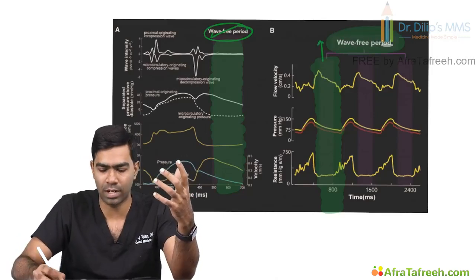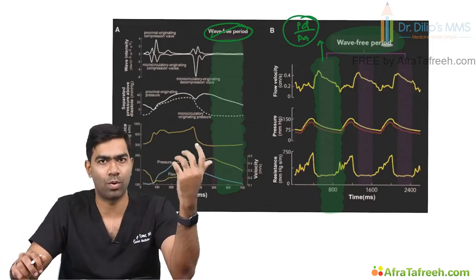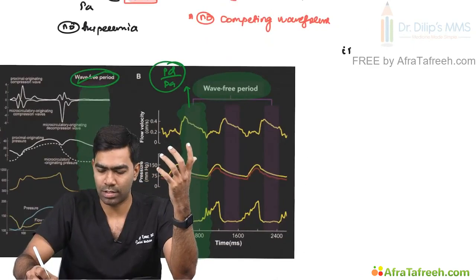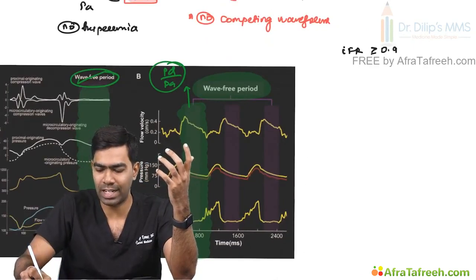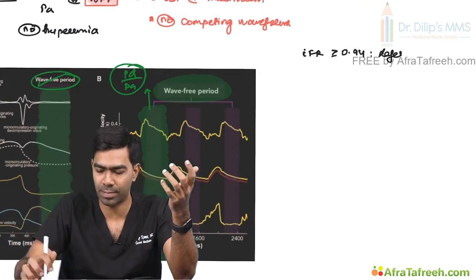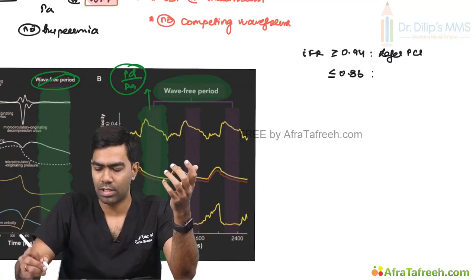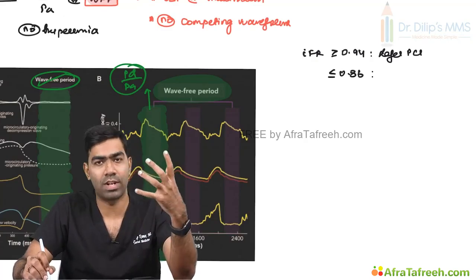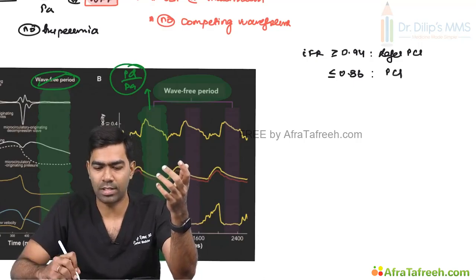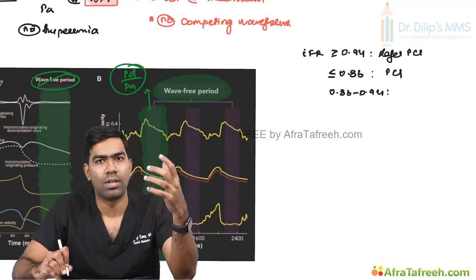And during this particular period, if you find out the PD by PA, that becomes really significant like that of FFR that we have already known. So are there any cutoffs for the instantaneous wave-free ratio? Yes. iFR values of more than 0.94 are considered non-significant, and you can defer the PCA in this setting. iFR values of less than or equal to 0.86 are considered hemodynamically very significant. You can take iFR of less than 0.86 as FFR of less than 0.80, and you have to do a PCA in this setting. Similarly, iFR in the range of 0.86 to 0.94 is a gray zone.